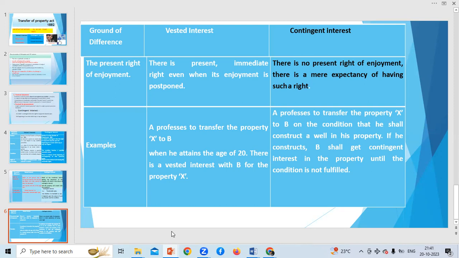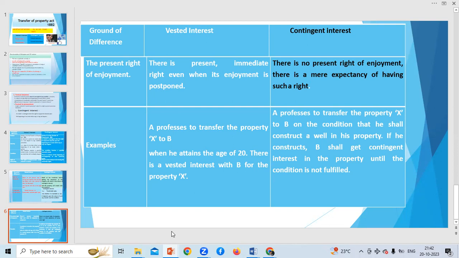So the property is still with the transferor. It is not going to get fixed. It may or may not. So "may or may not" is important. The present right of enjoyment is in the hands of the vested interest holder. There is a present and immediate right.